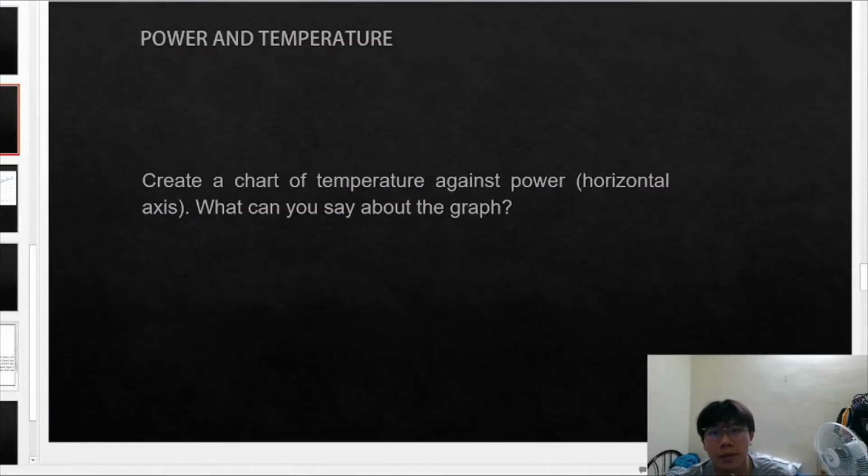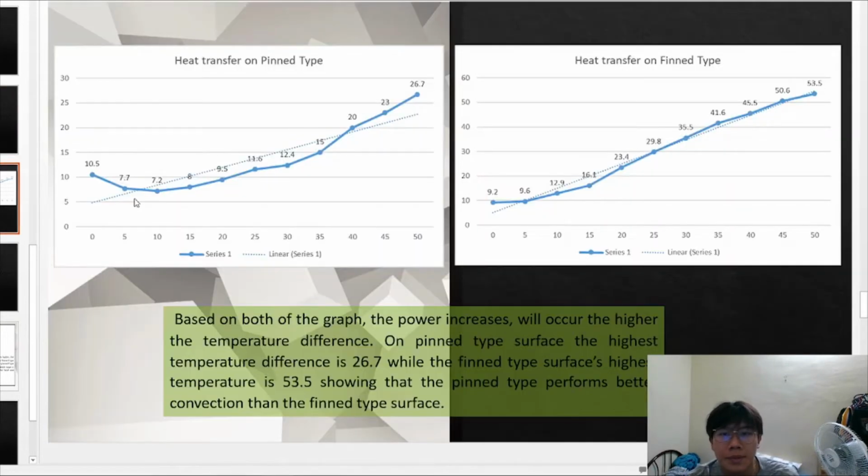Hello, my name is Wong. I'll be talking about discussion, power and temperature. So the discussion asked for me to create a chart of temperature against power. What can I say about the chart, the graph? So first, we can see on pin type, temperature start on 10.5, but as the power goes up, the temperature decreases from 7.5 until for 10 volt is 7.2. Starting from 15 to 50, the temperature difference has increased, but the gradient is way lower than the fin type.